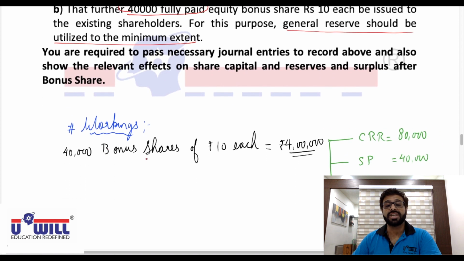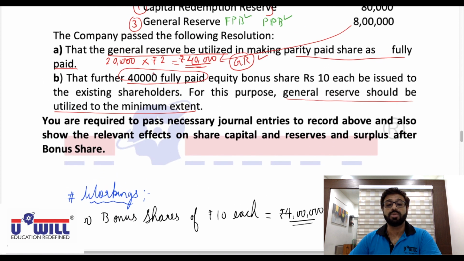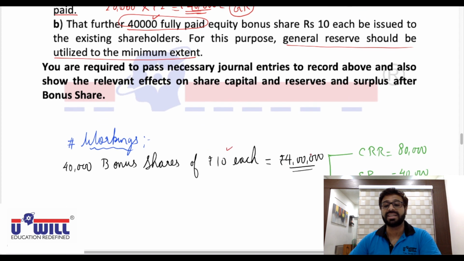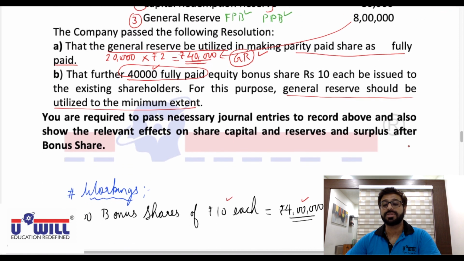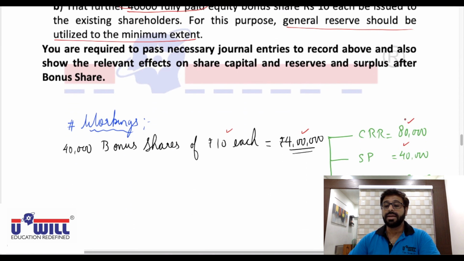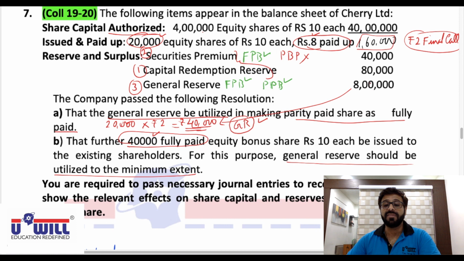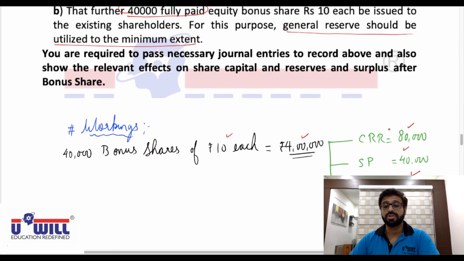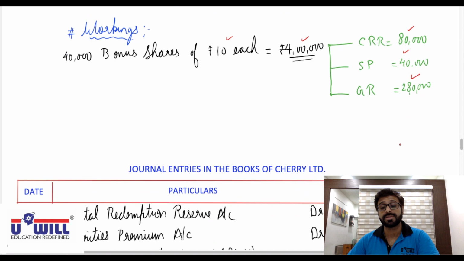So first check the workings, everyone. 40,000 bonus shares are directly given, so into 10 rupees their value will be 4 lakh rupees. Now how will we use this 4 lakhs? First priority capital redemption reserve 80,000. Second priority security premium 40,000. 80 plus 40, 1,20,000. So 4 lakhs minus 1,20,000, 2,80,000 from general reserve. Even if you give 40,000 of partly paid bonus from the general reserve of 8 lakhs, 7,60,000 is still remaining, so you can easily give 2,80,000 of bonus.